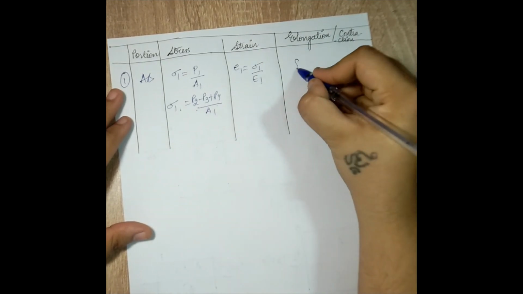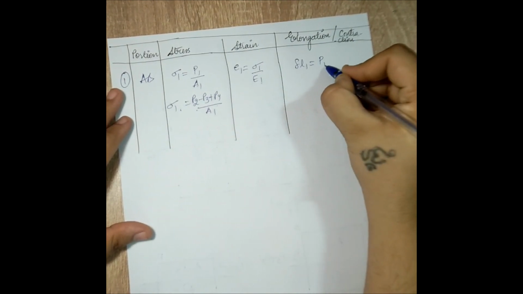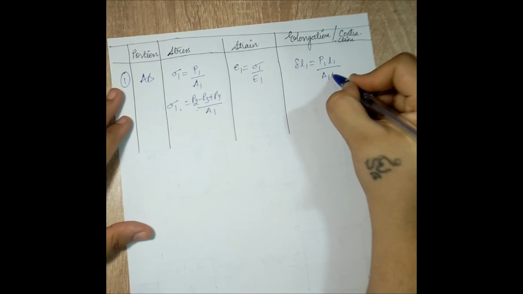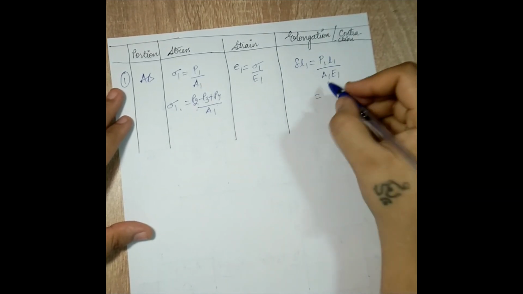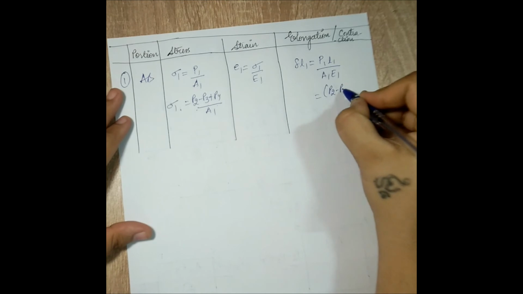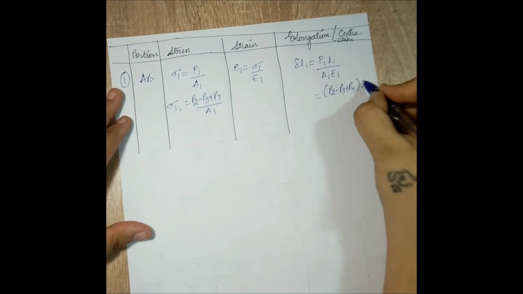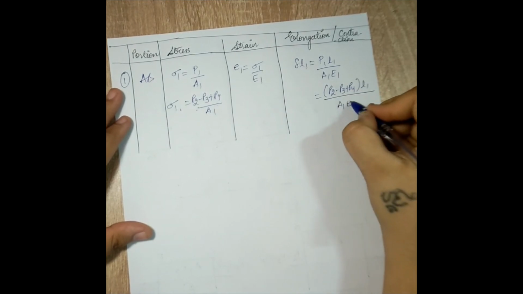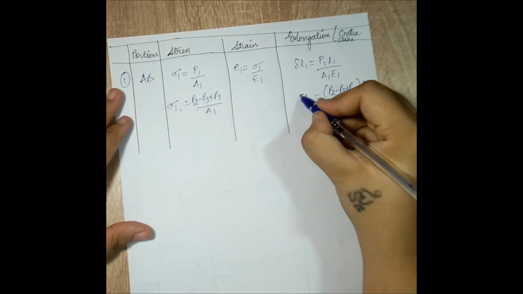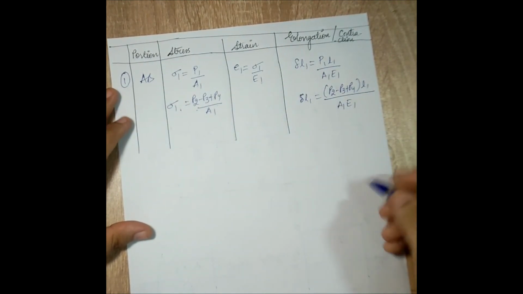For elongation, I'll use the same formula. Delta L1 is P1 L1 upon A1 E1. Here, instead of P1, I can also write P2 minus P3 plus P4 into L1 upon A1 E1. So this is also the formula for delta L1.